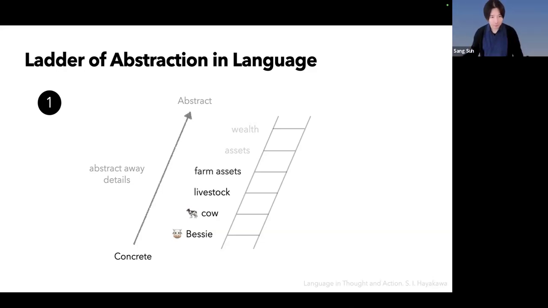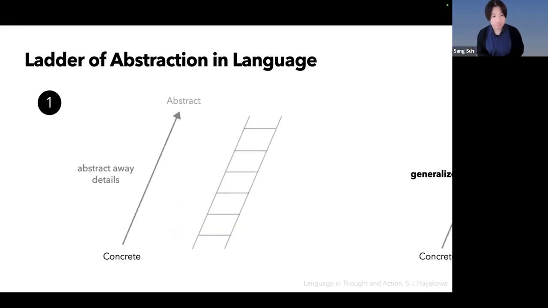And then as you abstract further away, cow becomes livestock. And then if you abstract it further, you would get farm assets. If you take away the farm property, then you get asset and eventually wealth. So this is one abstraction ladder example that Hayakawa explains in his book.